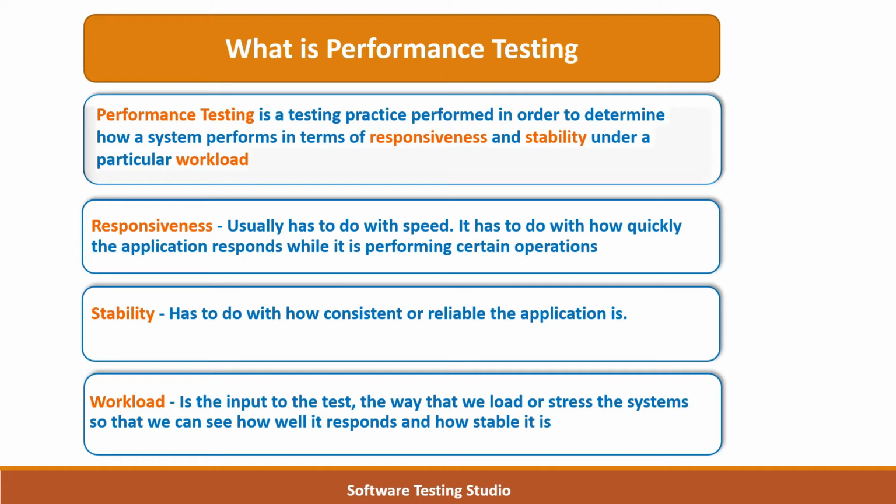Responsiveness usually has to do with speed. It has to do with how quickly the application responds while it is performing certain operations. Stability has to do with how consistent or reliable the application is. Workload is the input to the test, the way that we load or stress the systems so that we can see how well it responds and how stable it is.